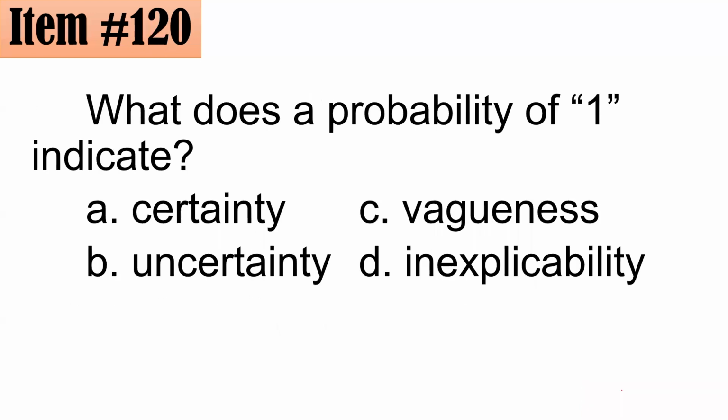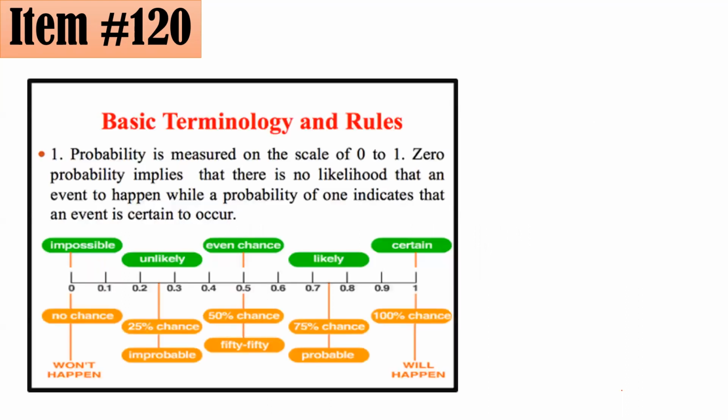120. What does a probability of 1 indicate? A, certainty. B, uncertainty. C, vagueness. Or D, inexplicability. Okay, so I think this one, many are familiar with it. We know that probability ranges from 0 to 1. And a probability of 0 implies that something is impossible to happen. And a probability of 1 talks about certainty, that a certain event will surely happen.